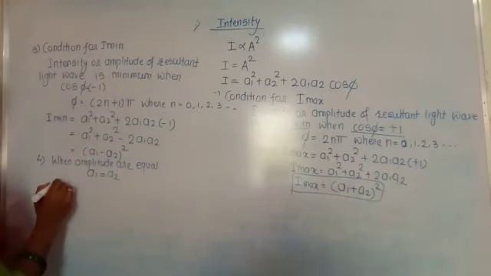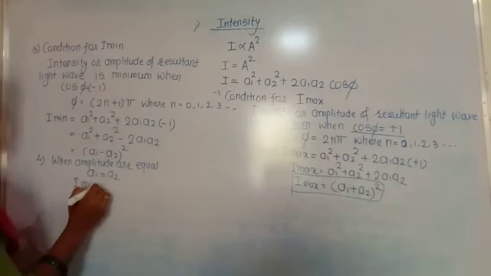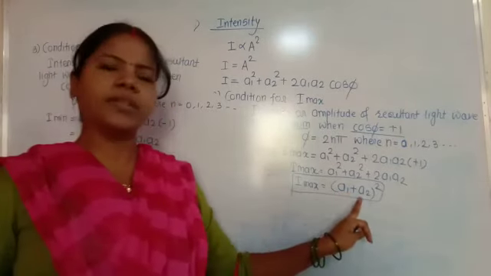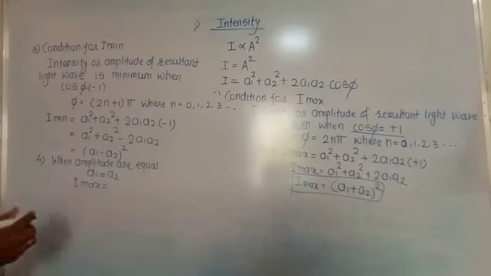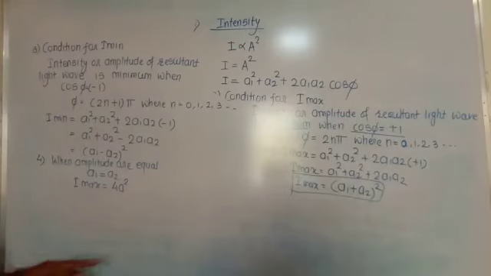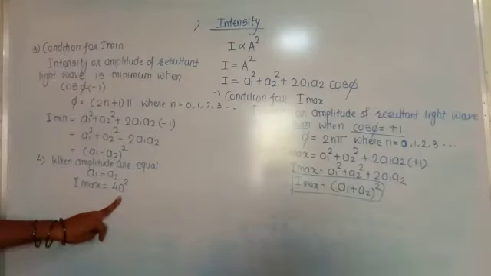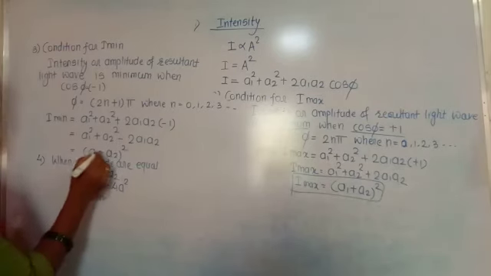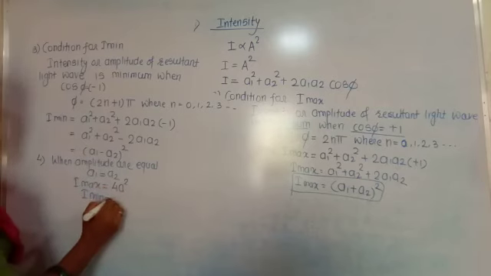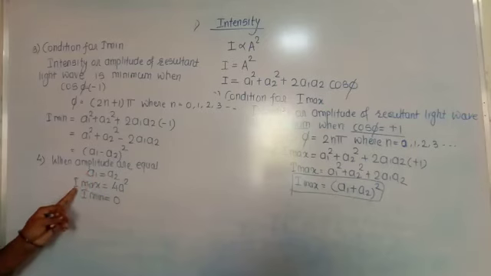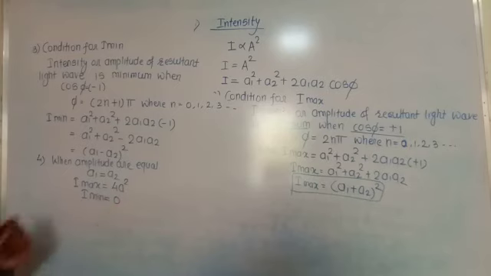Therefore when a1 is equal to a2, Imax is equal to a1 plus a1, that is twice a1, and twice a1 squared means 4a square. We have taken a general term here, 4a square, and Imin becomes a1 minus a1, which means 0, 0 square means 0. So when the amplitudes are equal, maximum intensity is equal to 4a square in the general case, and minimum intensity becomes 0.